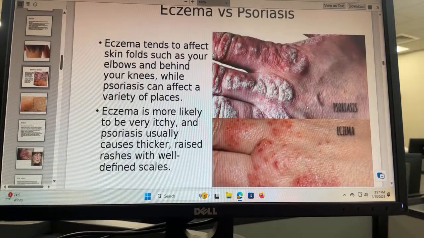Eczema, like I said, tends to affect skin folds, like an area where there's friction, such as the elbow creases or behind the knee creases, whereas psoriasis can show up anywhere, not necessarily in folds. Eczema tends to be itchier, and psoriasis is usually thicker and has more defined scales.